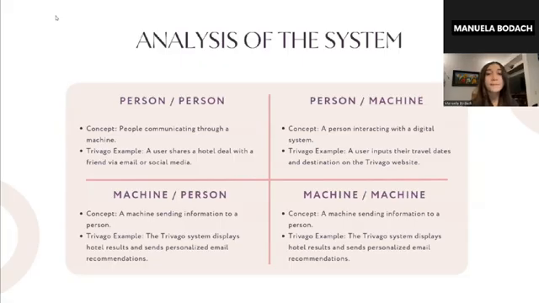Next, we have person-to-machine communication. This is the direct interaction you have with the system. It's when you, the user, type in your destination and travel dates, or you ask the system to find what you need. The third system that we can see in this diagram is machine-to-person communication. This is when Trivago sends you information back, such as the list of hotels, prices, and reviews you see on your screen, or a personalized email with a new deal.